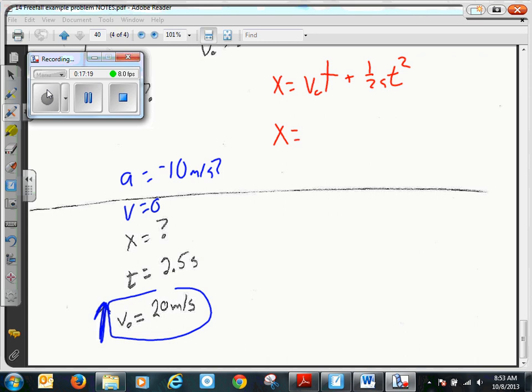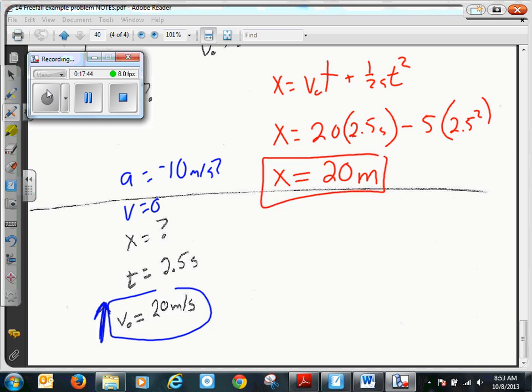This is just plain plug and chug. My initial velocity is 20. My time is 2.5 seconds. Minus 5 times 2.5 squared. My total displacement is 20. And is it in the positive direction? Okay, 20 meters. Okay, 20 is a good estimation, but the actual answer is 18.75 meters. And that is the correct answer.